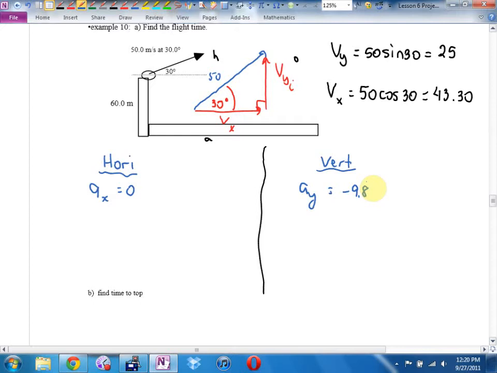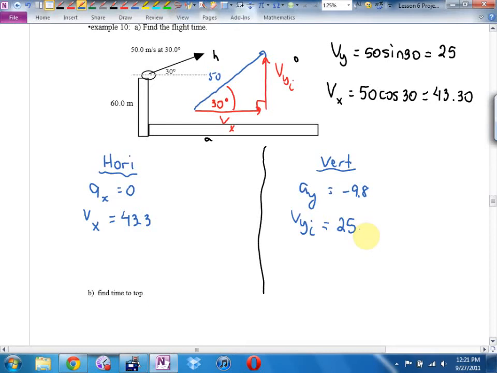I also emphasize that because now, hey, my question's no longer blank. I feel better. Got something written down. Oh, and there's two more things I can fill in. I can write Vx, and I can write Vy initial. Turns out Vx, and I'm just reading this, is 43.3, and Vy initial is 25.